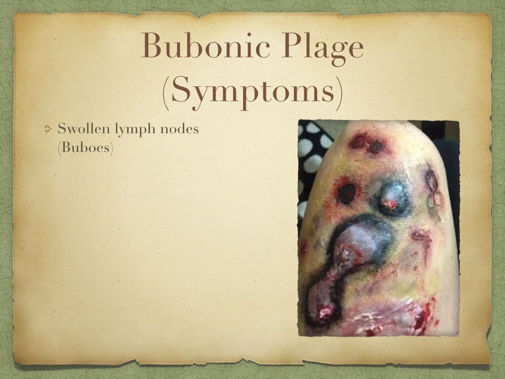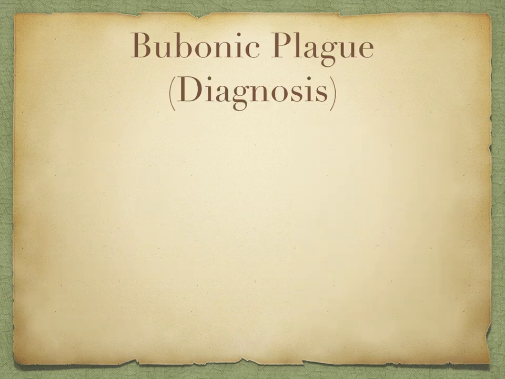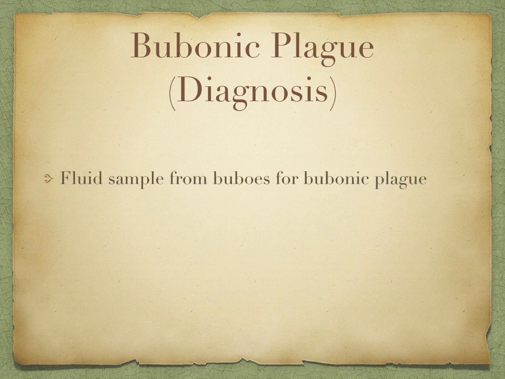Okay, on your right is a picture of what bubonic plague looks like. There's buboes, which are swollen lymph nodes. They're about the size of a chicken egg. They are tender to touch. They appear in the groin, armpit, or neck. You can get sudden fever and chills from bubonic plague. There is a lot of fatigue and muscle aches. So to diagnose it, we just need a sample of the buboes for bubonic plague.